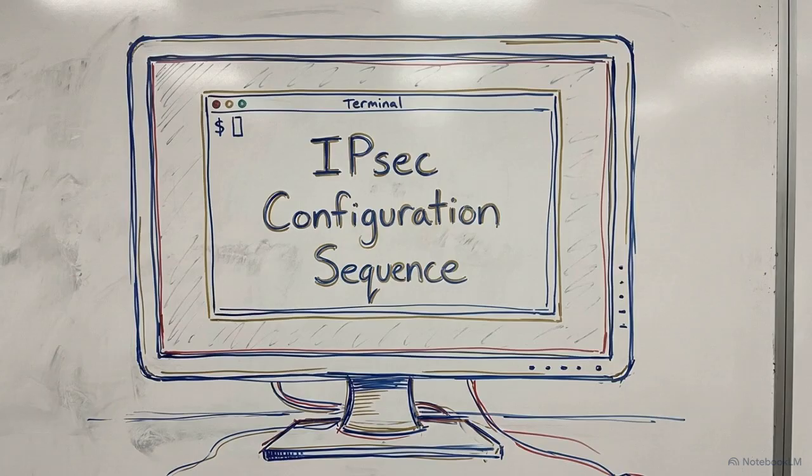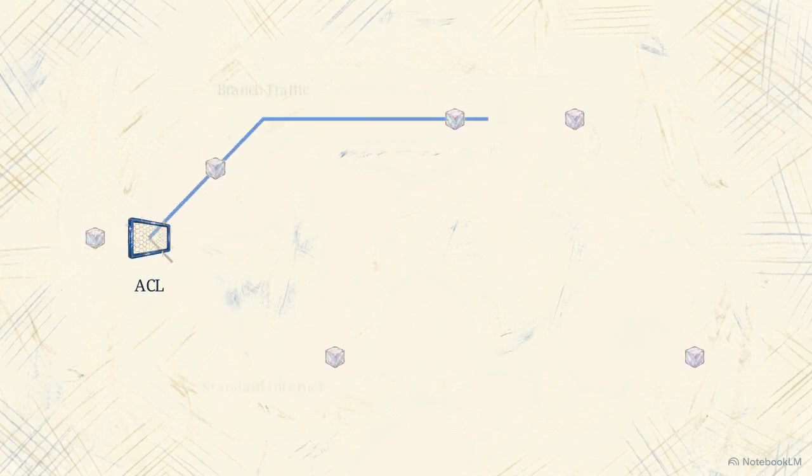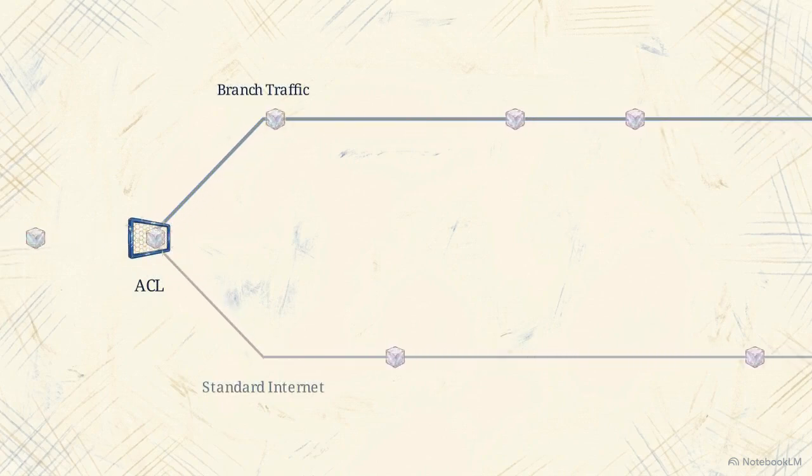Translating this IPsec architecture into a working configuration requires following a specific logical sequence on the router's command line interface. First, you define interesting traffic using an access control list. This instructs the router exactly which data requires VPN protection, isolating sensitive branch traffic from standard internet data.